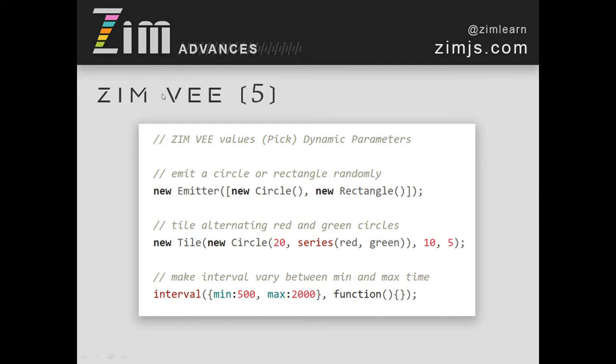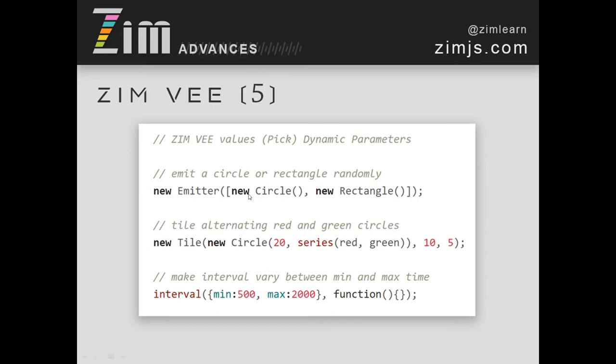I don't know if you've noticed, but all of the versions of ZIM have three letters. One, duo, tri, fourth. Pretty close. The number 4, TH, ZIM VEE, etc. So look for that as we go through these things. So back to these dynamic parameters. Here's an example. We have a new emitter. A note as well that we've dropped the requirement for the ZIM namespace. So we don't have to say new ZIM.emitter, as of ZIM 5 here, ZIM VEE.